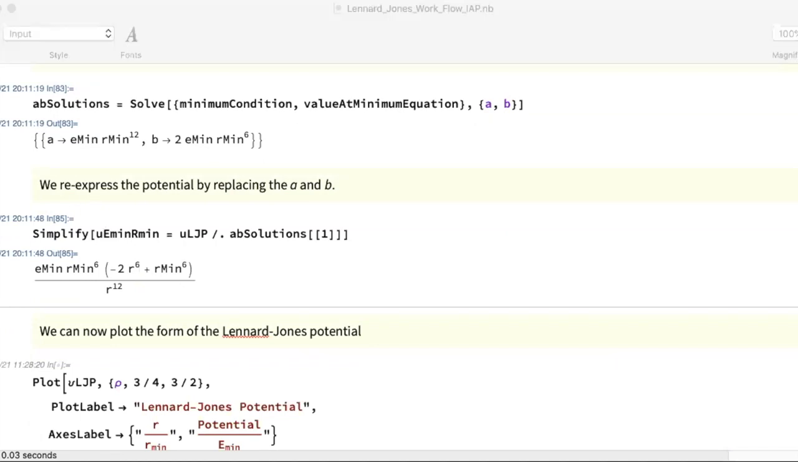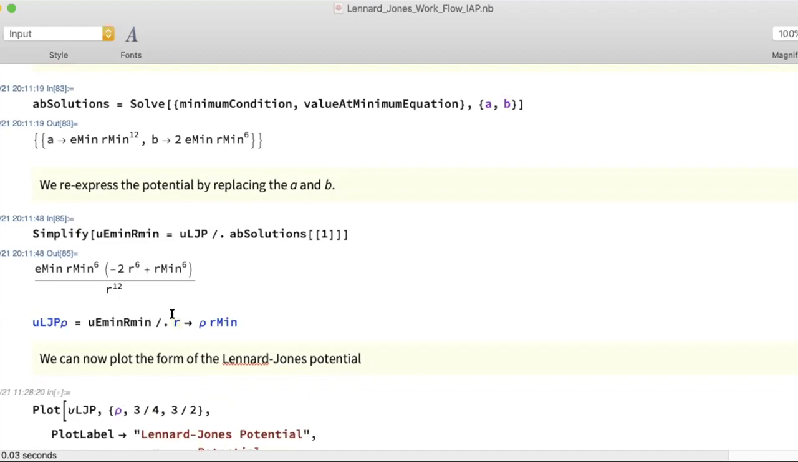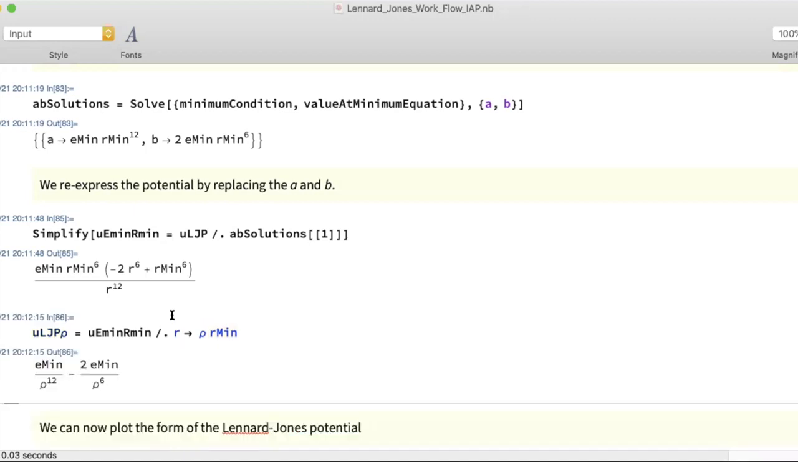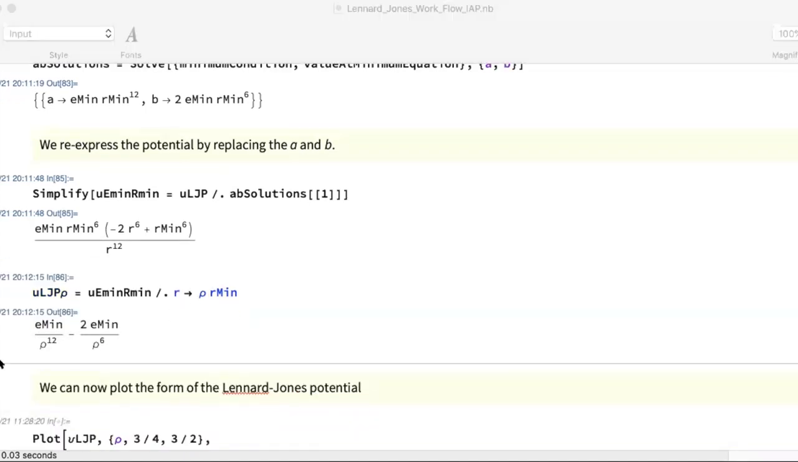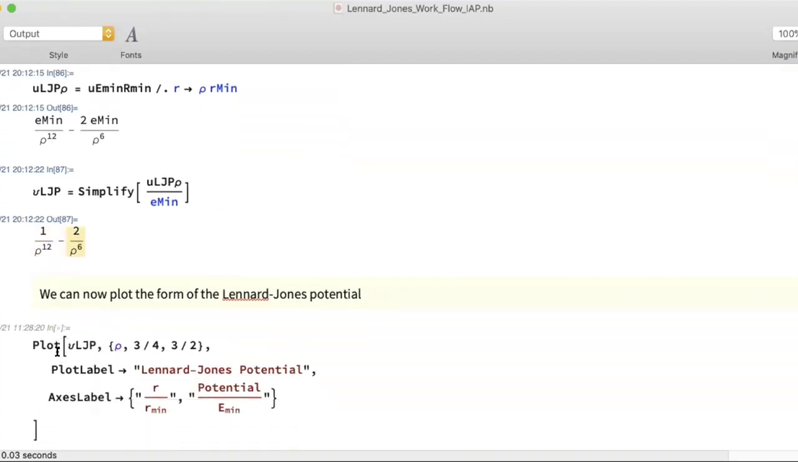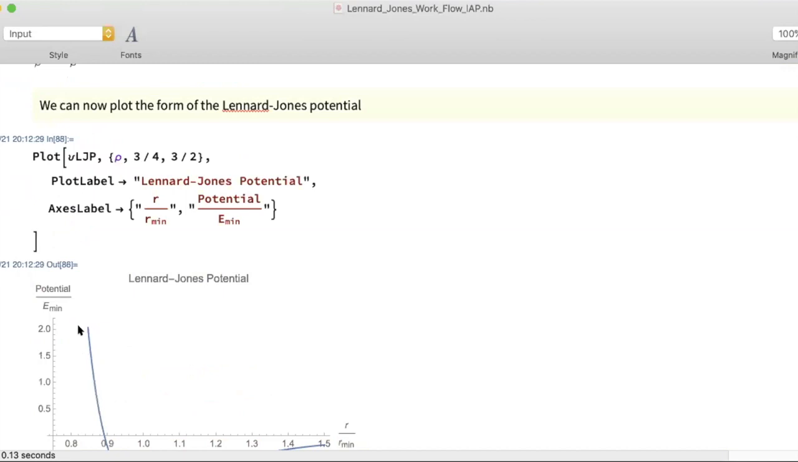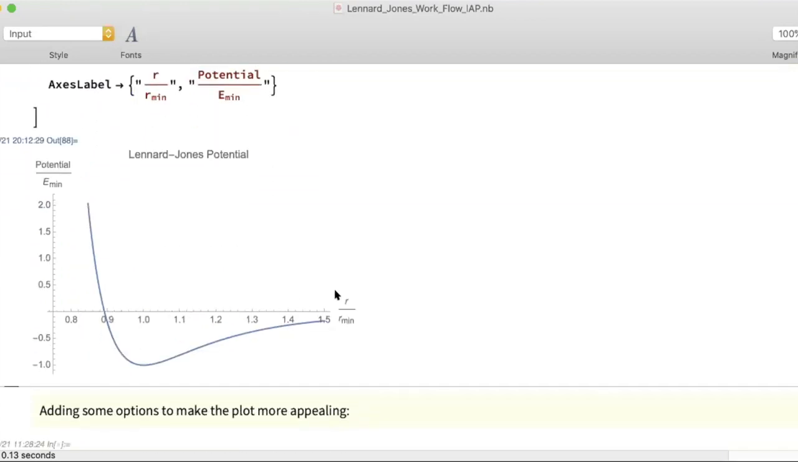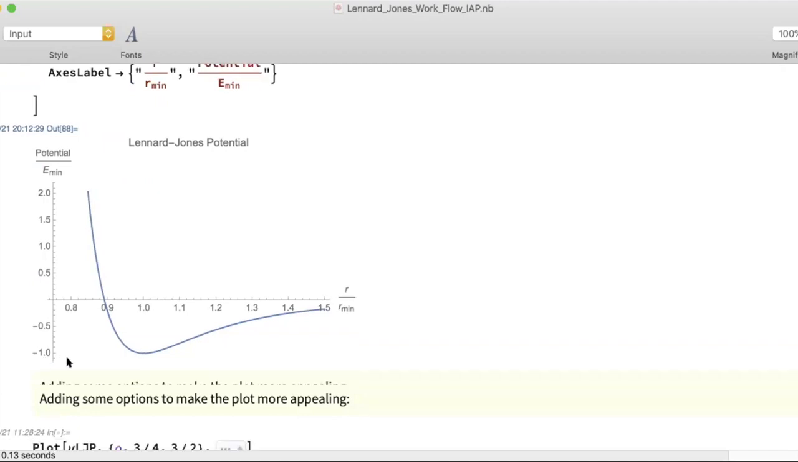Okay, so I'm going to continue to non-dimensionalize this. And what I'm going to say is that I'm going to set R equal to a non-dimensional quantity rho multiplied by R min. So when rho is equal to 1, the separation is equal to R min. Okay, and then what I'm going to do is take my potential and just divide by E min, and I have this very simple form of my potential, which I can now plot and look at the form of. And we see, yes, when rho is equal to 1, it's sitting at the minimum, which is equal to -1.